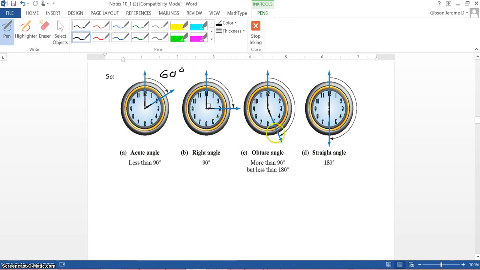Obtuse, this is greater than 90, because from 12 to 3 is 90. So from 12 to 5 will be greater than 90. And then here is a straight angle. This is 180 degrees. And if you notice, 12 to 5 is less than this straight angle, which is 12 to 6. So that's why this is obtuse. This is more than 90, but less than 180.